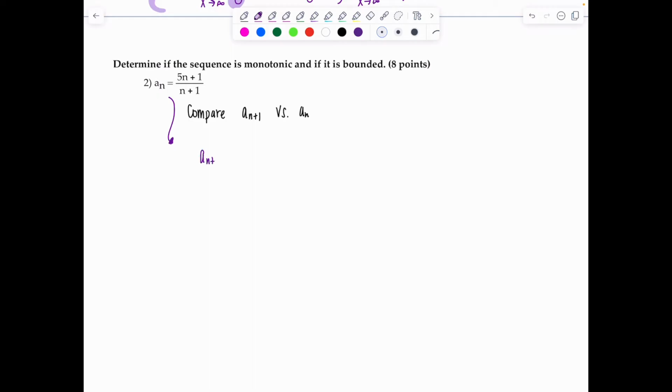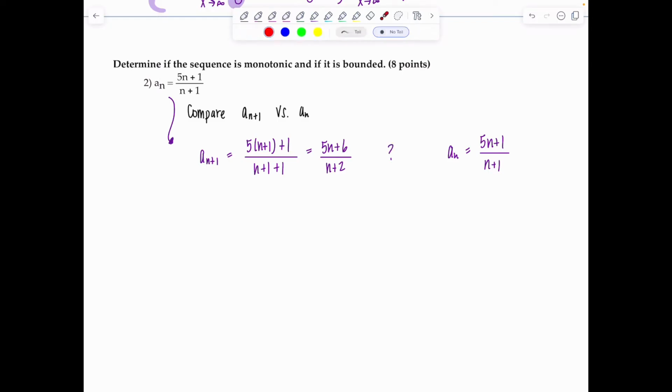So a_{n+1} would be 5 times (n plus 1) plus 1 over (n plus 1) plus 1, and this is 5n plus 6 over n plus 2. It's not obvious whether or not that's bigger or smaller than 5n plus 1 over n plus 1. Why do I say that? Well, this denominator got bigger, which means this whole thing is smaller when there's a bigger denominator, but then also the numerator got bigger at the same time.